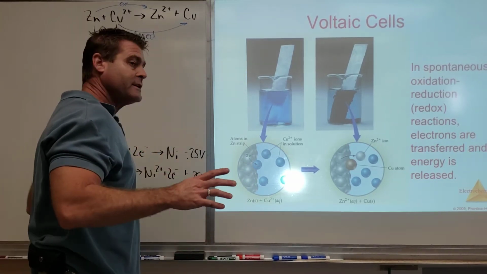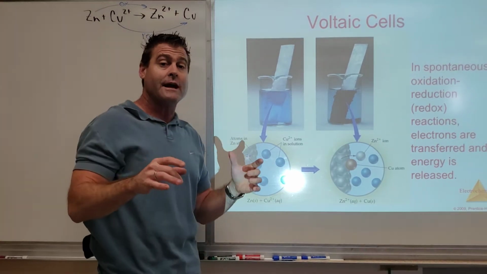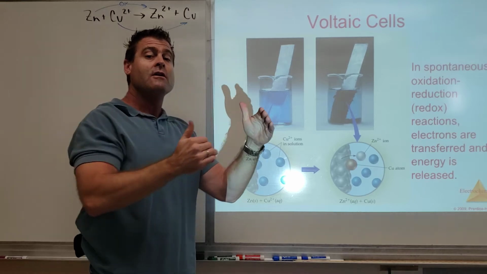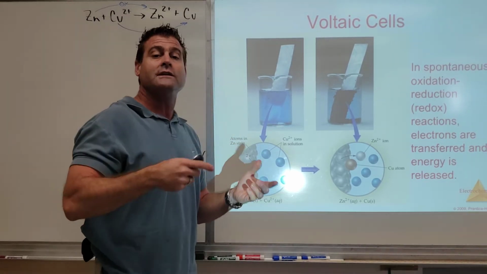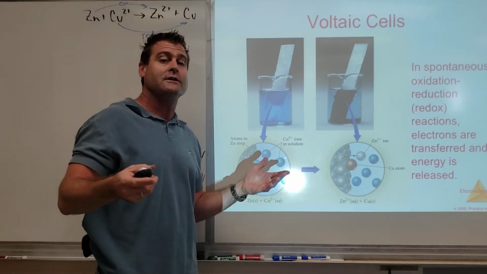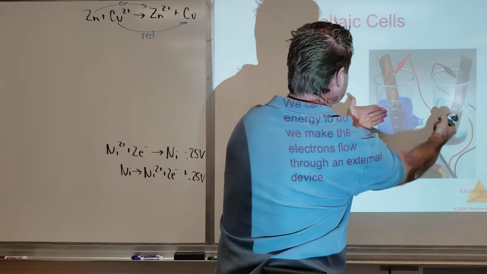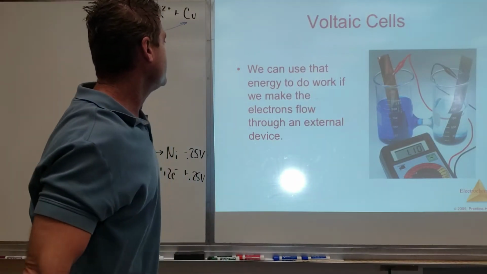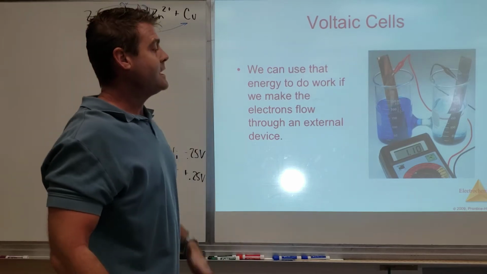So what we do in a voltaic cell is we separate, remember we talked about balancing half reactions, we separate the oxidation half reaction from the reduction half reaction, and we cause those electrons to flow through an external source, and now we can use the flow of those electrons, which we call electricity, to power a device. So that's essentially what they're doing here. They're separating out the oxidation and the reduction. We can make that happen by getting the electrons to flow once again through an external device.